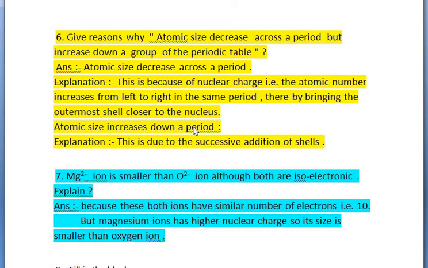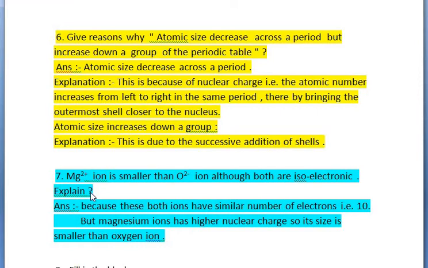Now atomic size increases down a group. There is a correction: it's not down a period, it is written down a group. So while we are moving down a group, atomic size is increasing. Why will atomic size increase? This is due to the successive addition of shells. As the number of shells increases, there is an increase in its size. Understand this, which you already studied previously.